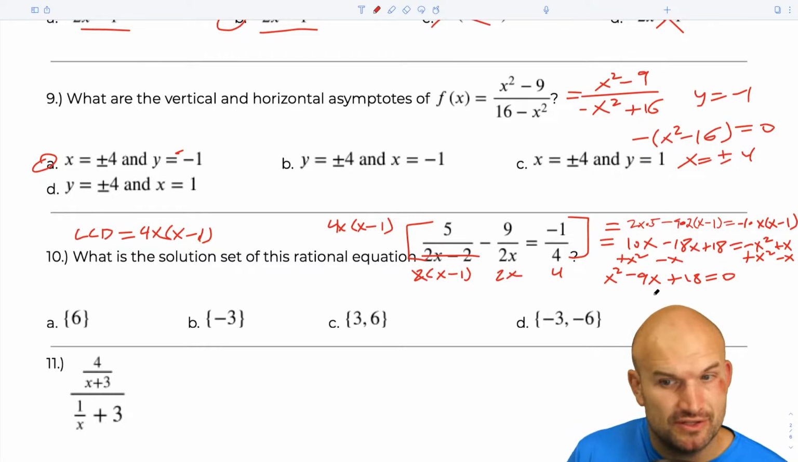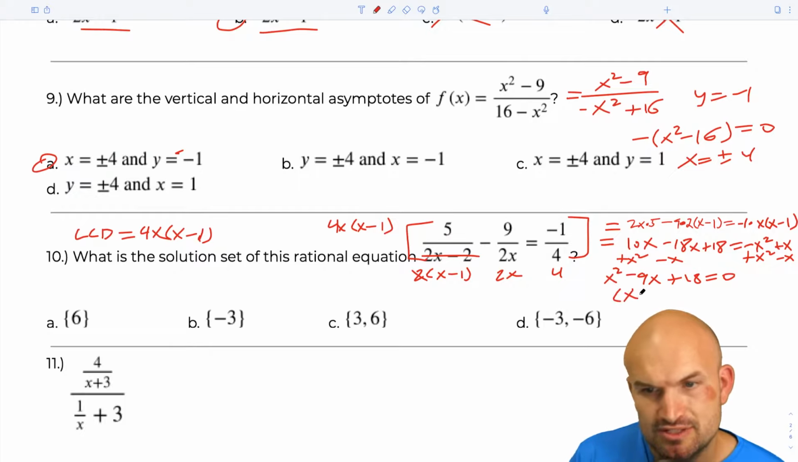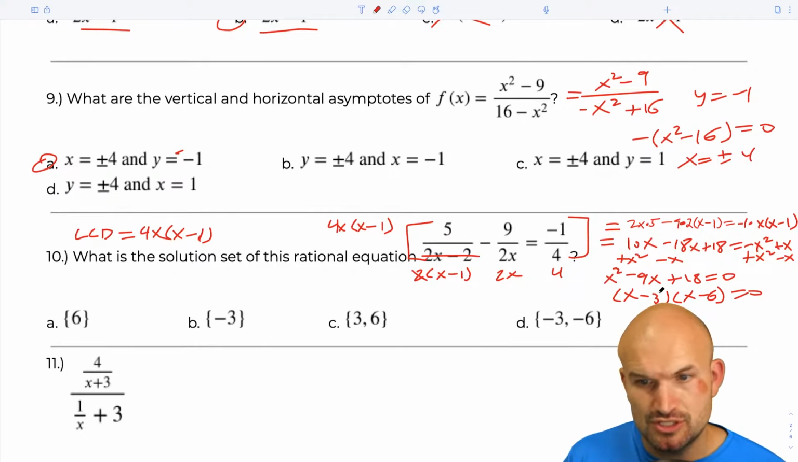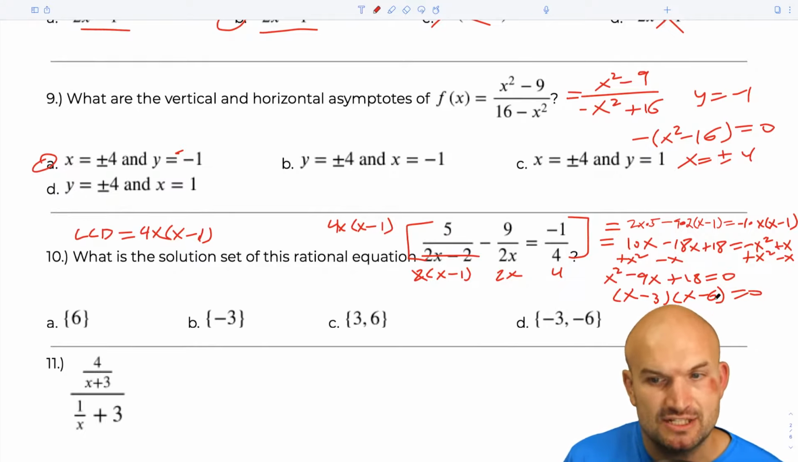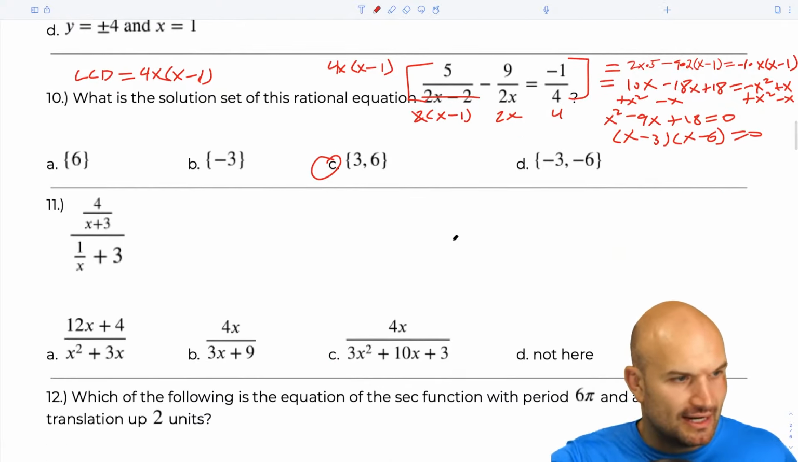Okay, so now I got to factor this. What two numbers multiply to give me 18 and add to give me negative 9? That's going to be x minus 3 times x minus 6. So there are two solutions, positive 3 and positive 6, because you set those equal to 0 and solve. There you go. All right.